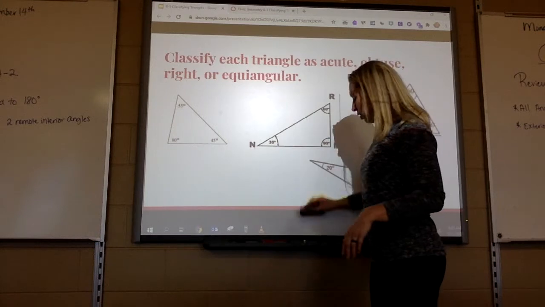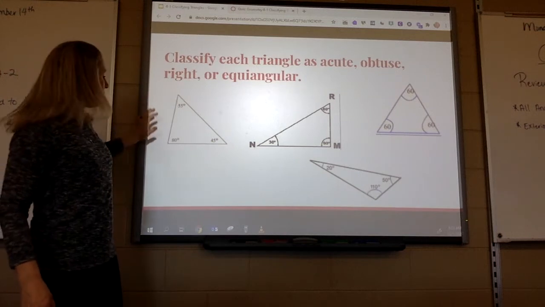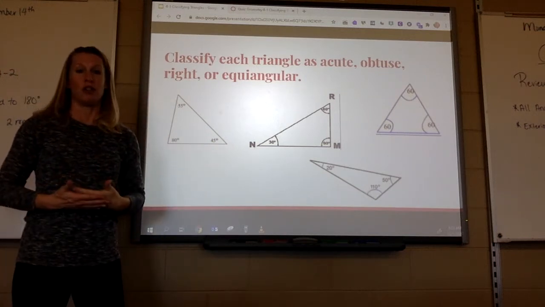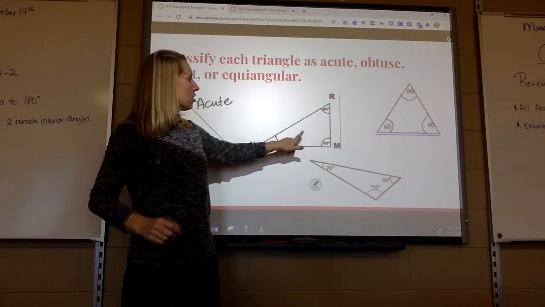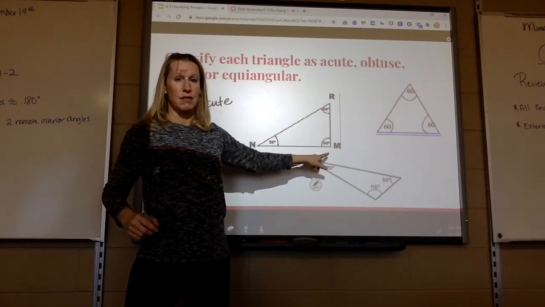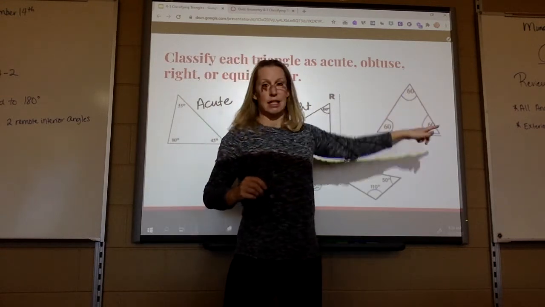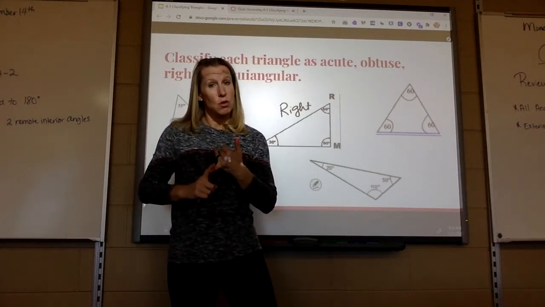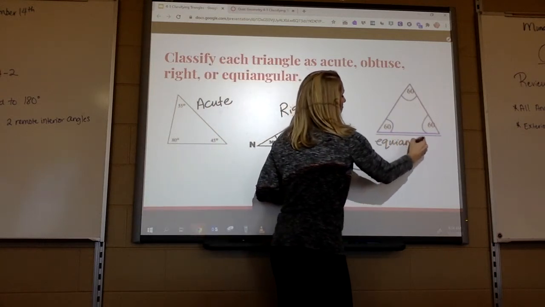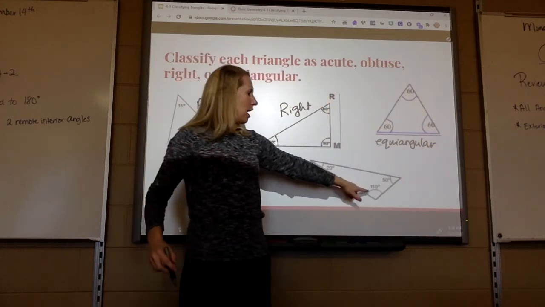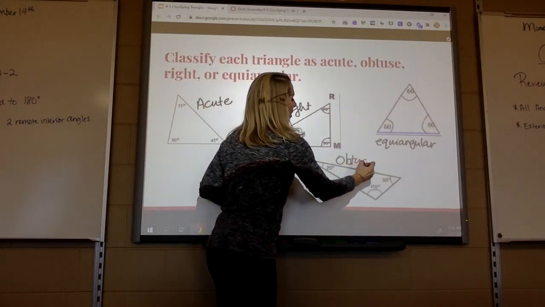So you're going to have some problems where you have to decide what type of triangle it is. So if you look at this, I've got 55 degrees, 80 degrees, and 45 degrees. All the angles are less than 90, so that would be acute. On this one, I have 30 degrees, 90 degrees, 60 degrees. So because of that 90-degree angle, it's right. This one, 60, 60, 60. All the angles are the same. Yes, it's acute because all the angles are less than 90, but since all the angles are the same, it's equiangular. And then on this one, I have that 110-degree angle, which is an obtuse angle. So that makes this obtuse.